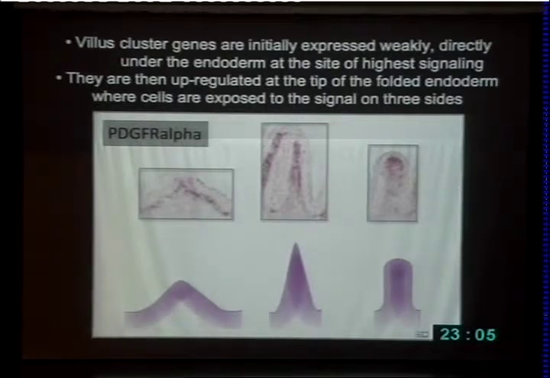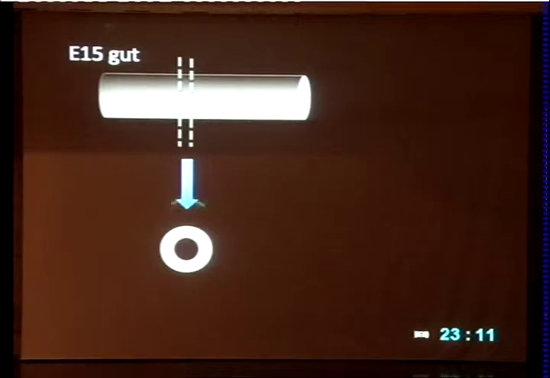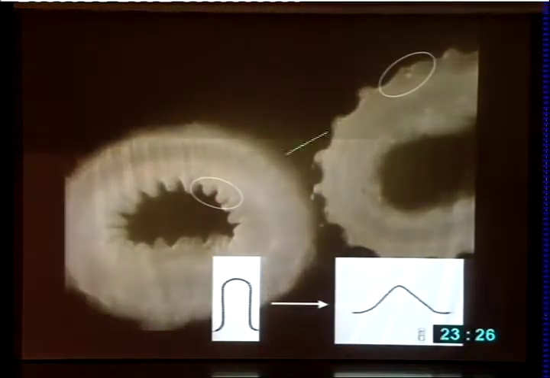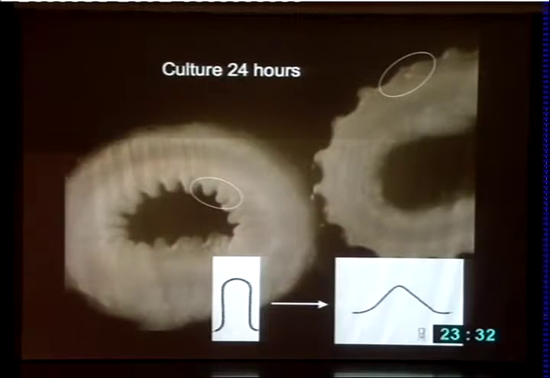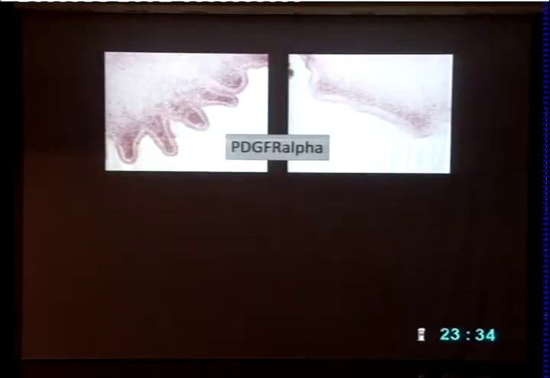So here's what Amy did. She went back to the bench and cut a donut out of an E15 gut. So at this stage, you're just starting to get these bulges. And she took this donut, which would look like this in real life, and that's a cross-section through these bulges, and simply turned it inside out. If you turn it inside out, what you do is you take these villi and you spread them apart. And now she cultured it for 24 hours and took a look by in situ hybridization. And this is what she saw.